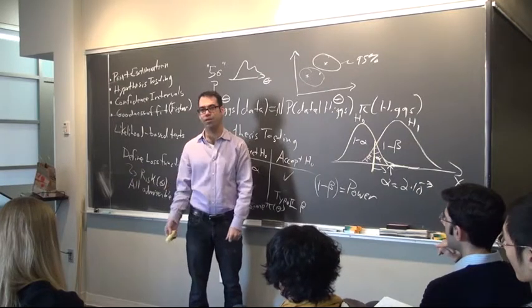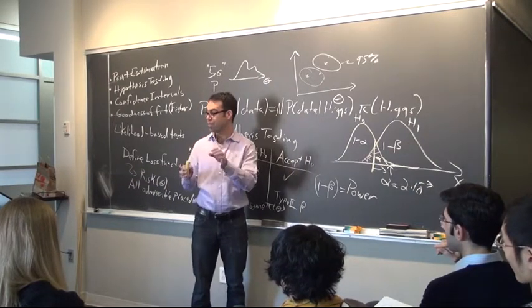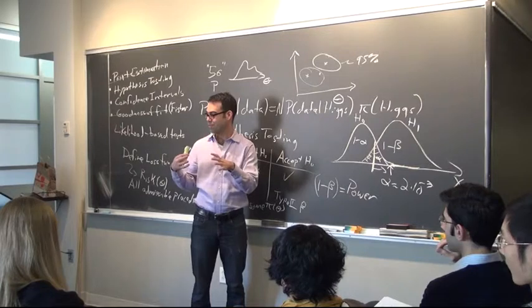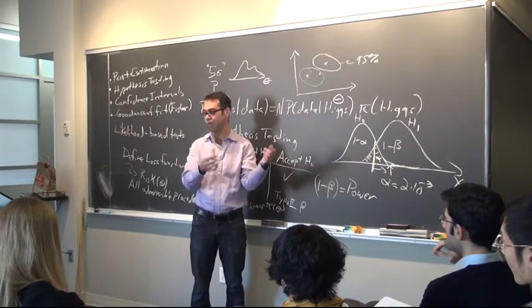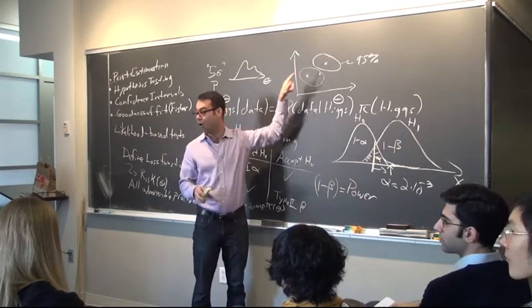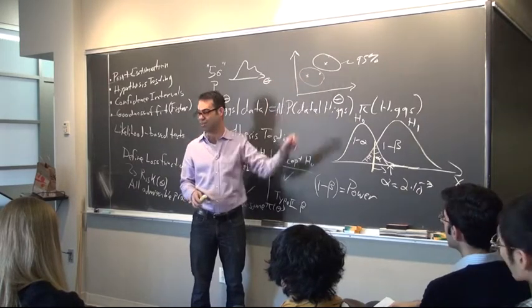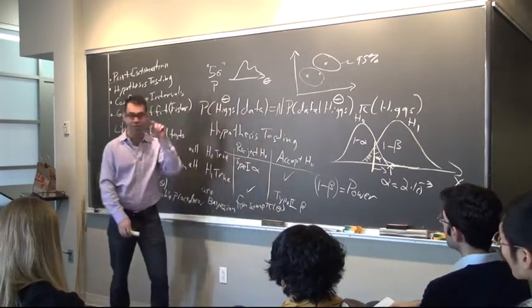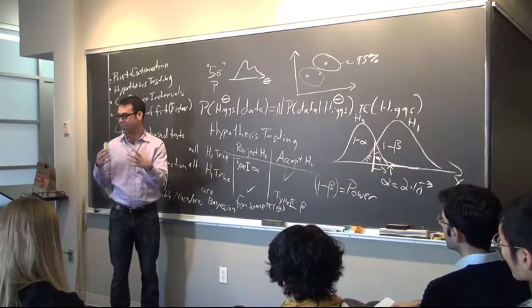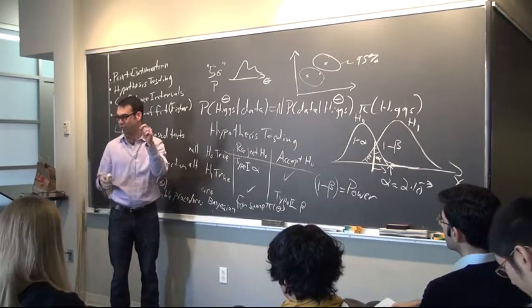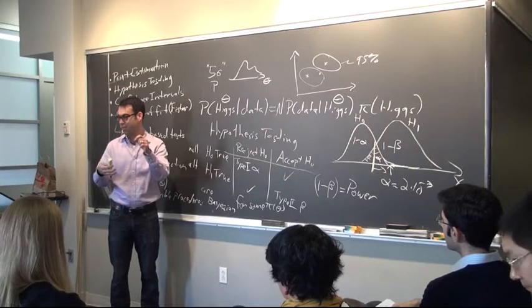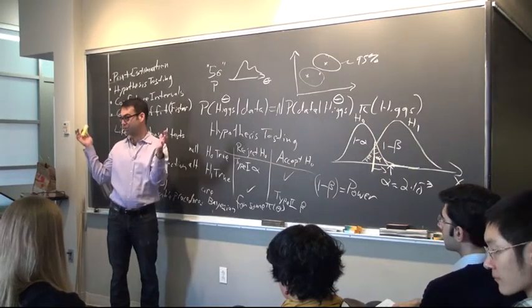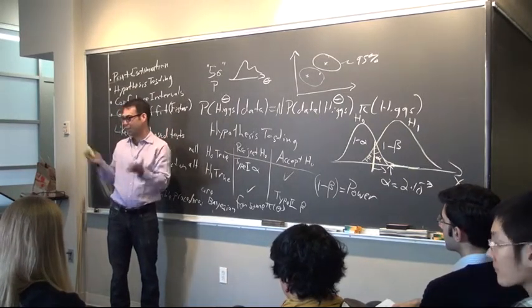And that's a property of the contour: you get data, you apply your procedure, and you get a contour, right? So the for all is for all true values. That's the hard part: how am I going to come up with a procedure that will cover the true value 95% of the time, for all values of the truth? I don't know the truth, and it has to work everywhere.